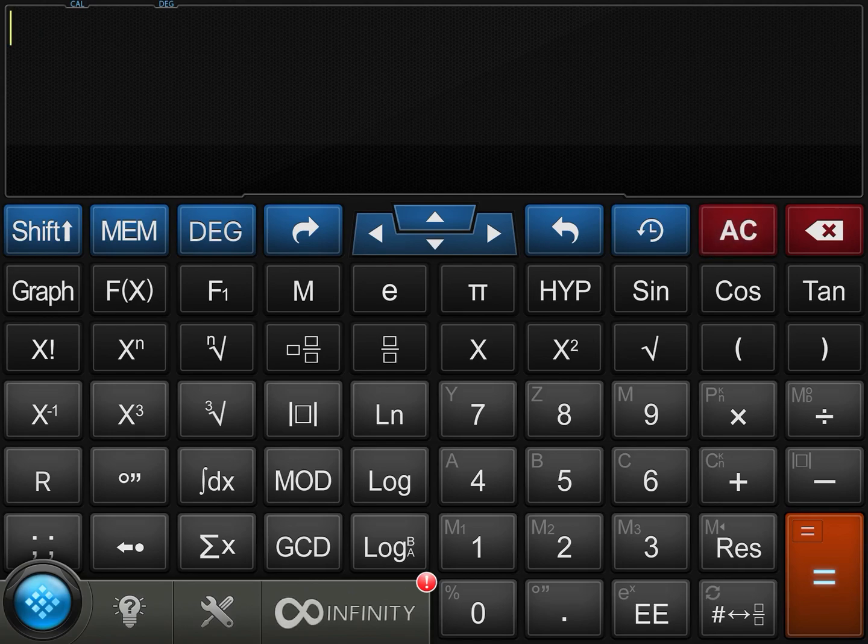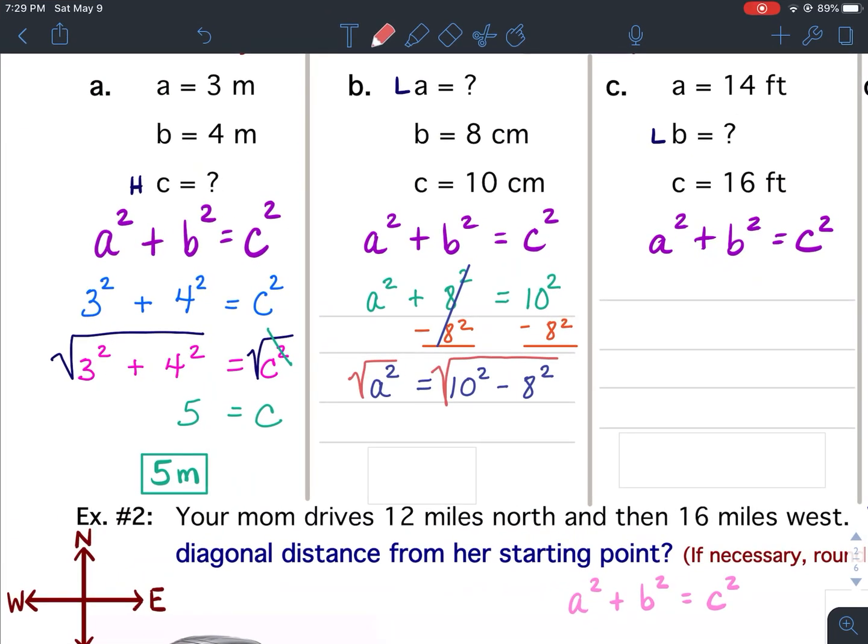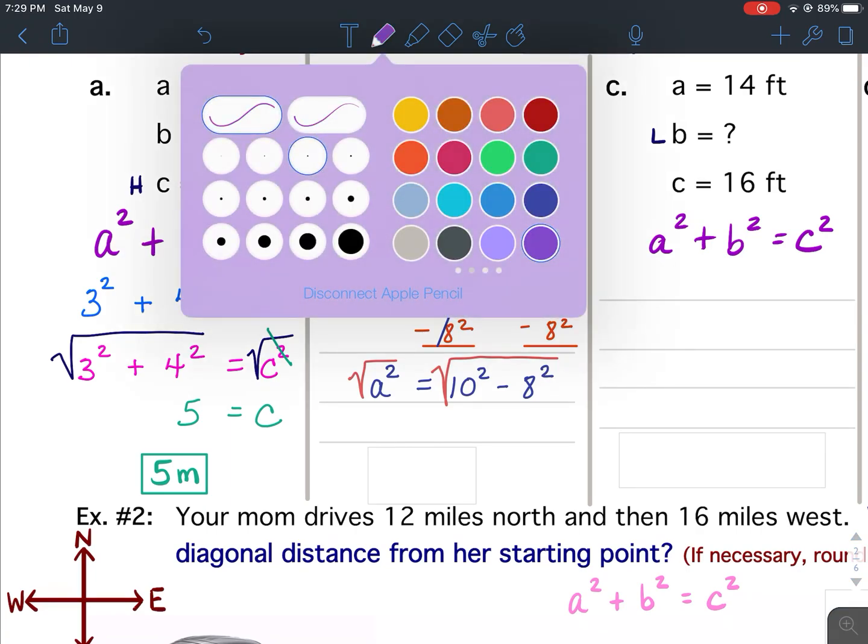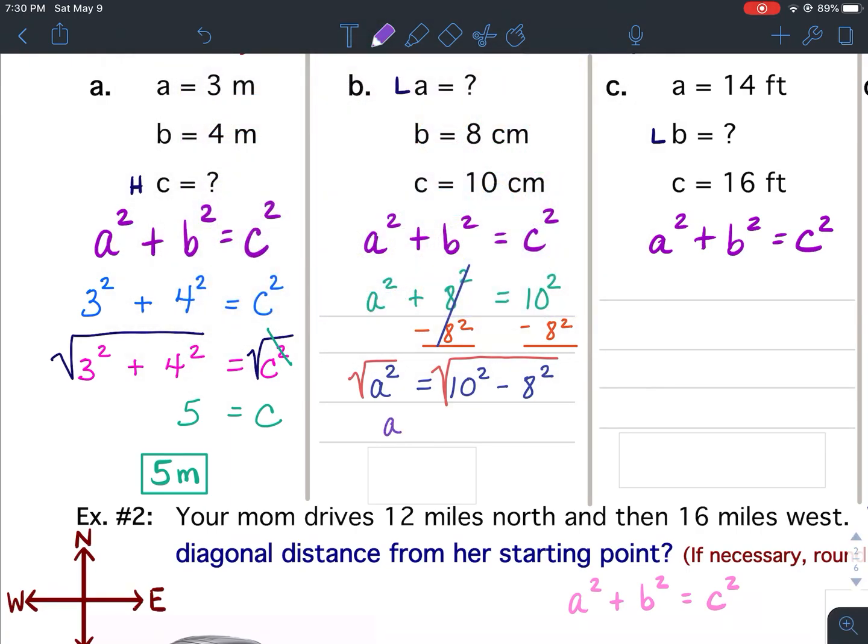So we have the square root of 10 squared. Now this is solving for a leg, so we're subtracting 8 squared, which gives 6. So our answer is A equals 6. Now we need the unit with it, so 6 centimeters. All right. If you have any questions on A or B of example 1, please let me know.